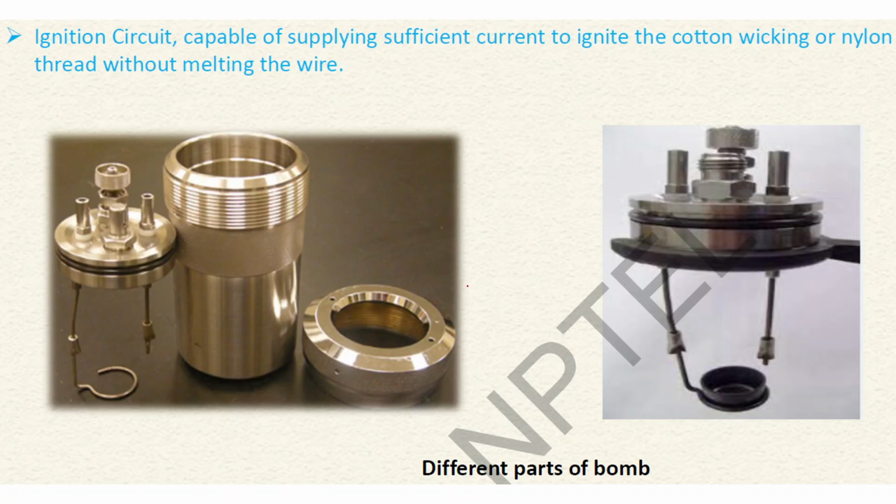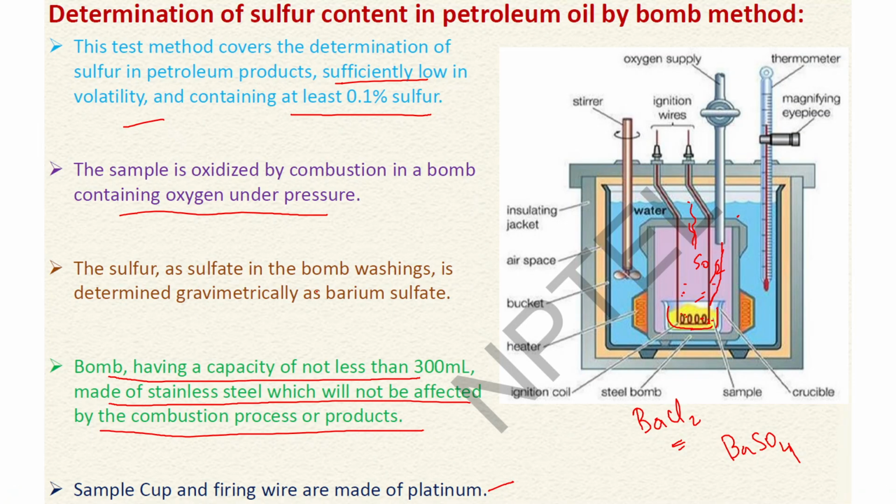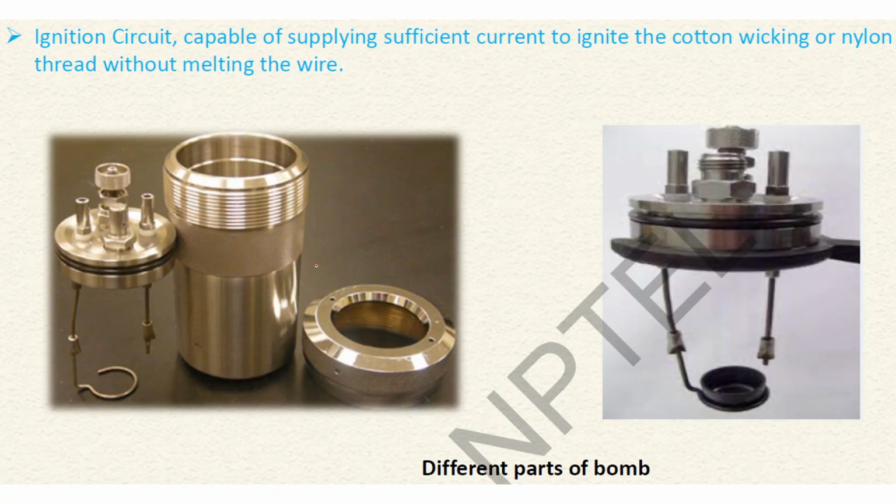Basically, this is the bomb which is taken here. This is for closing the lid and this will be kept above here, and this will be used for locking this and this together. So we will take our crude oil sample here. Two electrodes will be introduced from this portion, and this is the pinch cock for introducing the oxygen.